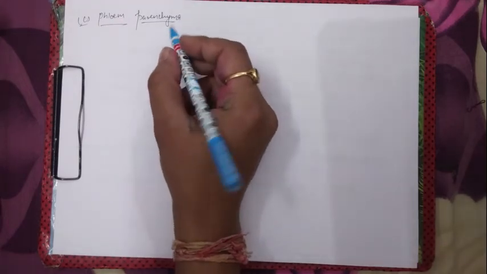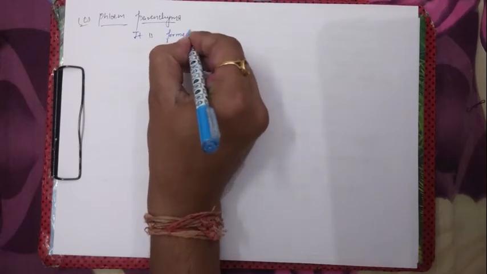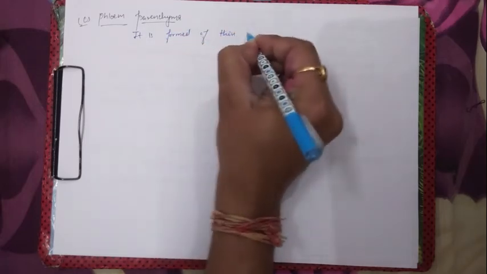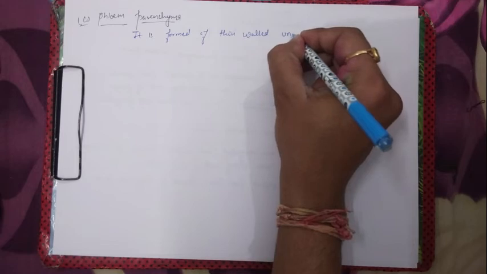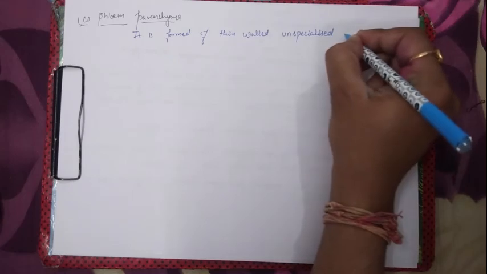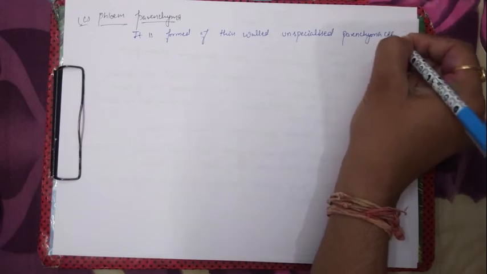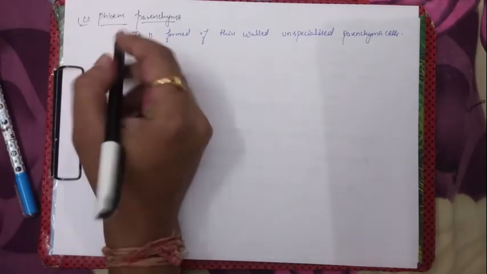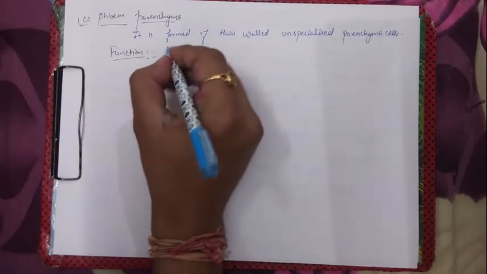The next, marked as C, is phloem parenchyma. It is formed of thin-walled, unspecialized parenchyma cells, and their main function is to store food.